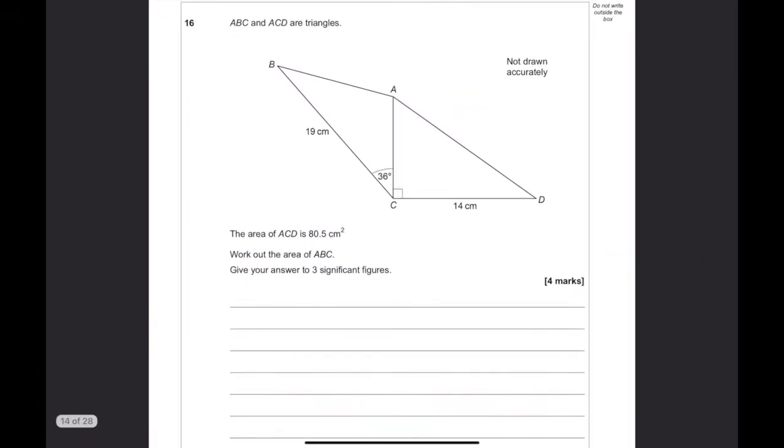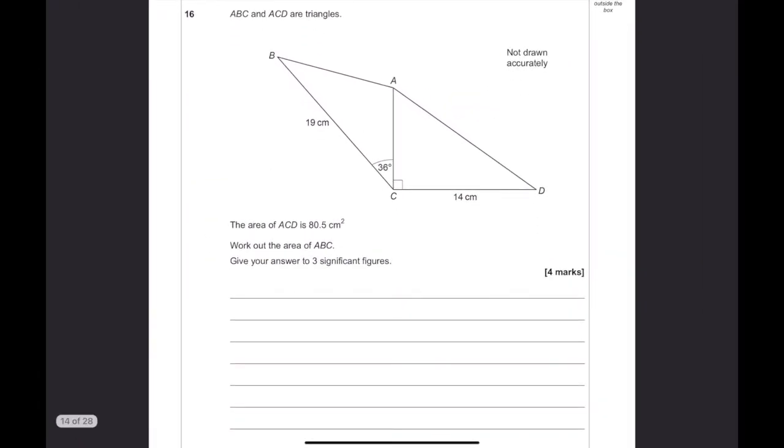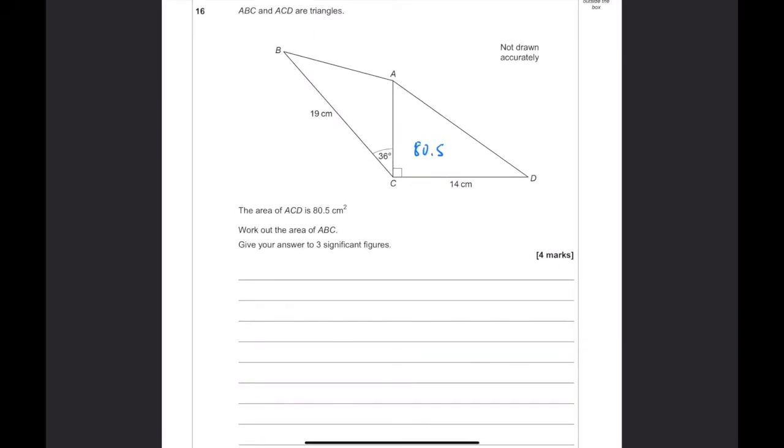ABC and ACD are triangles. The area of ACD is 80.5 centimeters squared. Work out the area of ABC. So what I notice straight away here is we have a side and an angle. If we can work out this side here, then we are able to use the non-right angle trigonometry way of working out the area of a triangle.